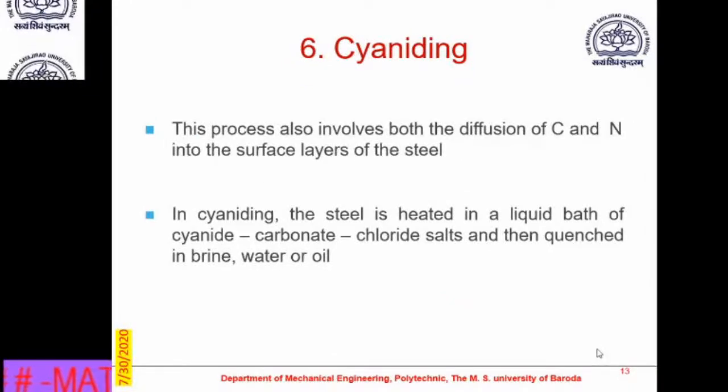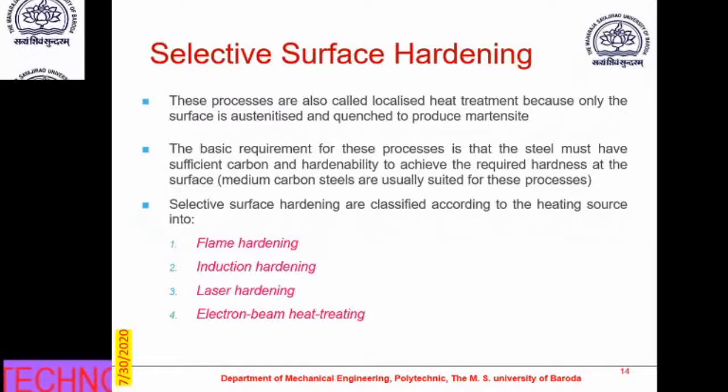Okay, so next topic is cyaniding, and this process we have seen again. Cyanide is given in the form of cyanide, carbonate and chloride salts, and then the part is quenched in brine, water, or oil. Thereafter we are here with one more surface hardening technique, which is called selective surface hardening.